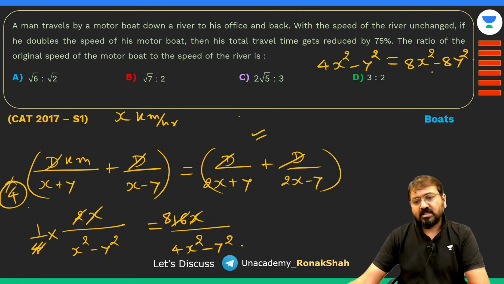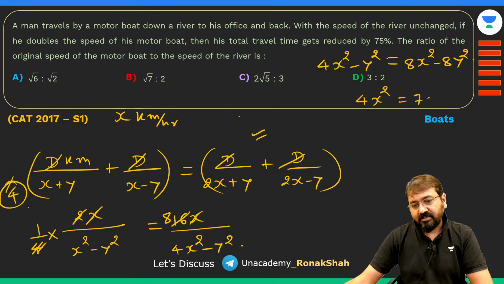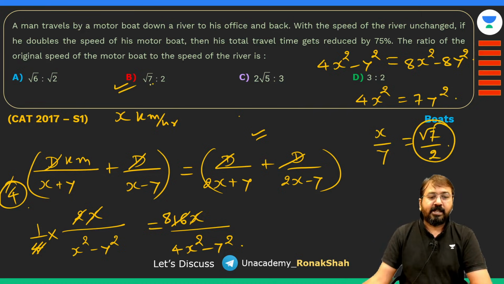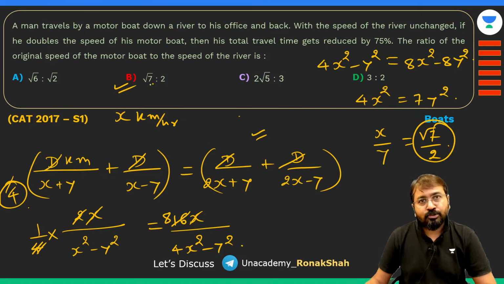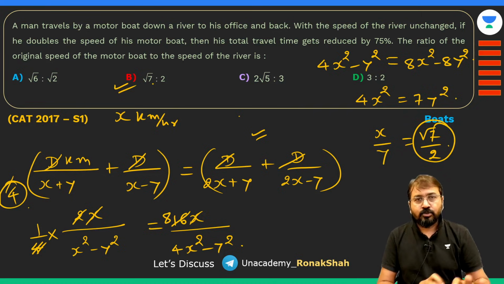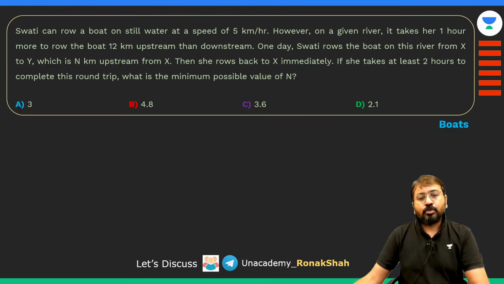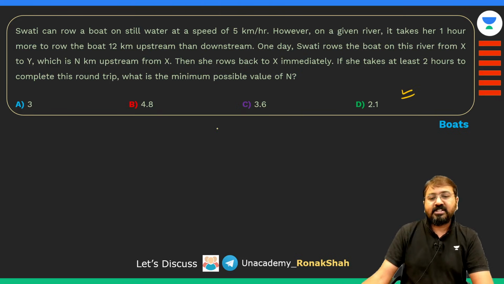So if I just solve this thing, I'll get 4x square is equal to 7y square, or I can say x by y is equal to root 7 by 2. So this is the ratio of speed. You know, it was just 3 steps actually, just that we got stuck somewhere, so it took a little longer. Let's look at one more such question, and this is actually a very simple question.